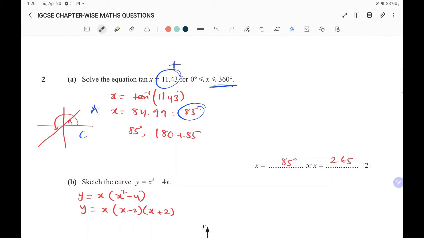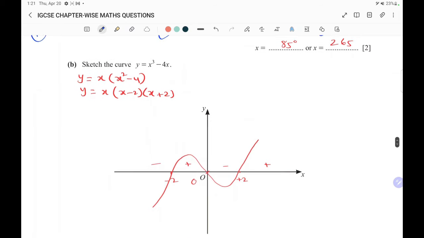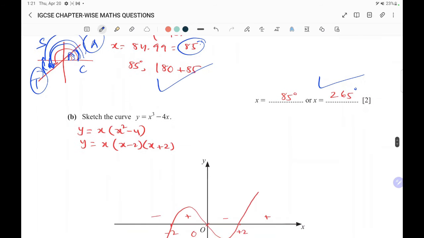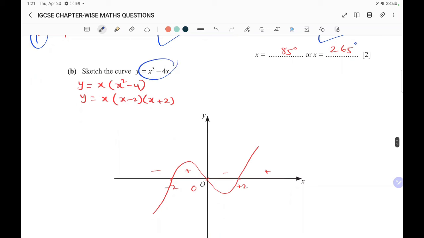So you know the CAST diagram. Here, in the first quadrant tan is positive, and in the third quadrant too. So the first angle is 85 degrees and the second is 180 plus this angle. If this is 85, then from here to here it is 180. So 180 plus 85, which is 265.